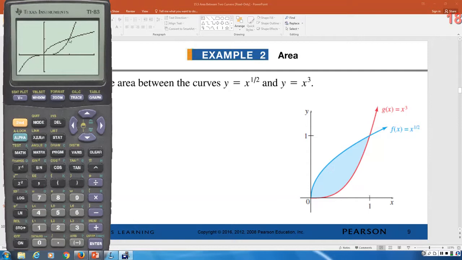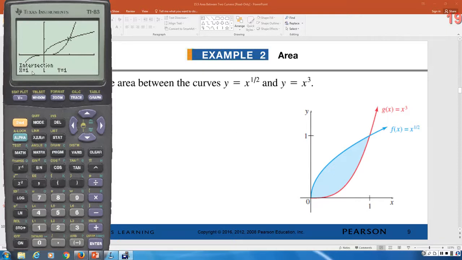Now the other question is, where do they stop enclosing area? Where do they go apart again? And that means you need to find the intersection point. Well, you can use your calculator for that too, rather than have to solve any messy algebra equations. Just go to second calc, choose number 5, get fairly close to the one you want to find, and it intersects at 1, 1.